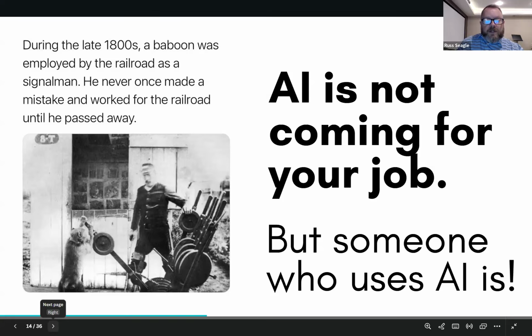And I love this photo. This is a real photo. This was from New Zealand. If you look this story up, it's really cool. This guy is missing both of his legs. I think he lost his legs in battle, and he's working for the railroad. They trained this baboon to run the signals on the railroad, and he worked until he died, which is the dream we all have, right? And so he's working on the railroad all the live long day.